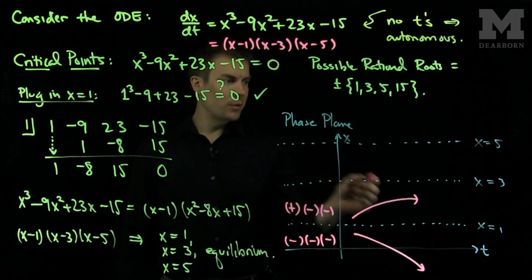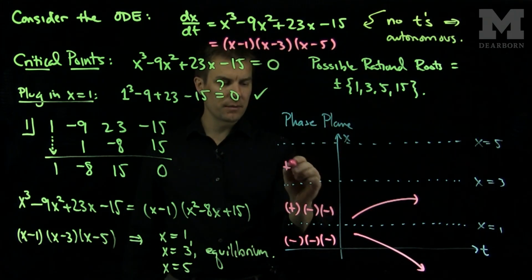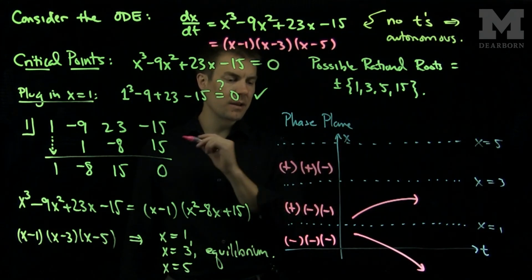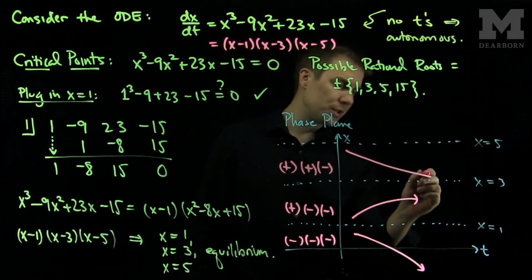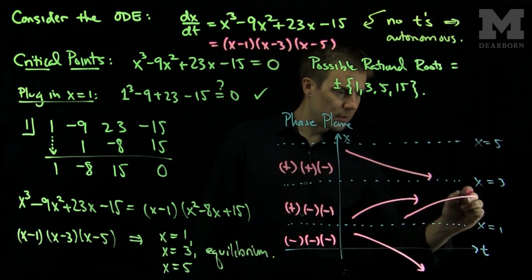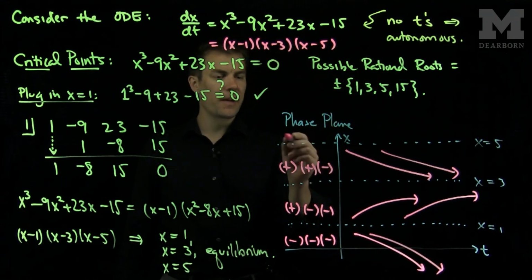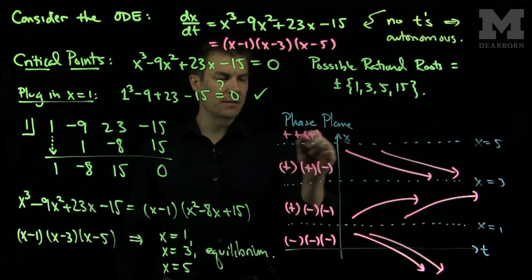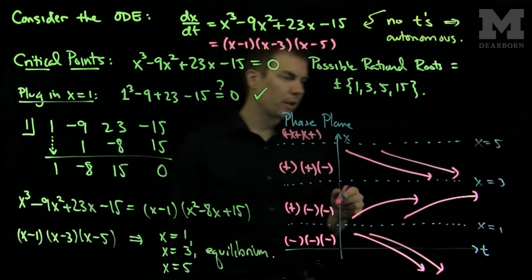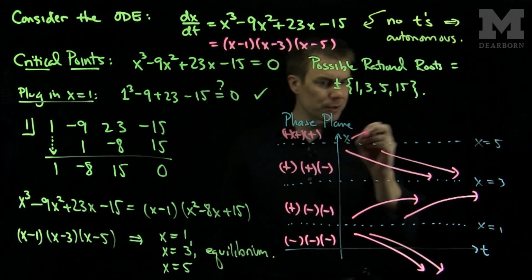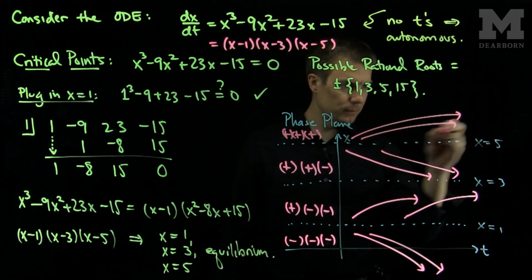If I plug in a number between 3 and 5, I will have positive, positive, negative, which gives me negative, telling me my solutions will decrease. And finally, I'll have positive, positive, positive if I plug in a number larger than 5. So the solutions will want to increase over here.